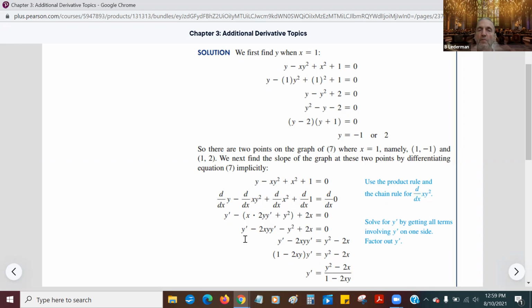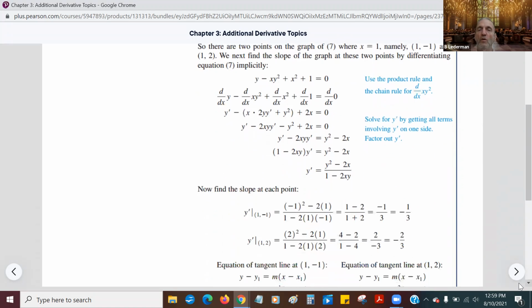So let's just clean this up a little bit. I get y prime minus 2xy y prime minus y squared plus 2x equals 0. Now I just have to solve for y prime. Anything that does not have a y prime in it, I'm going to bring over to the other side. And on this side, I'm going to factor out the y prime and divide by the part in parentheses. So I get y prime is equal to y squared minus 2x over 1 minus 2xy, and that is y prime.